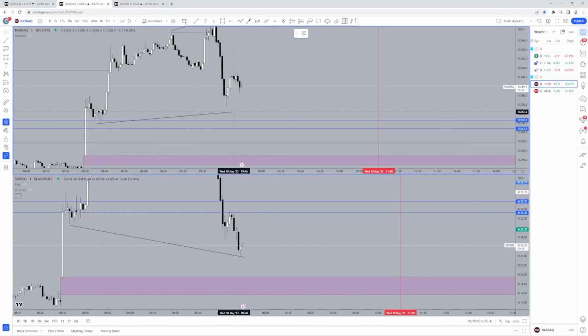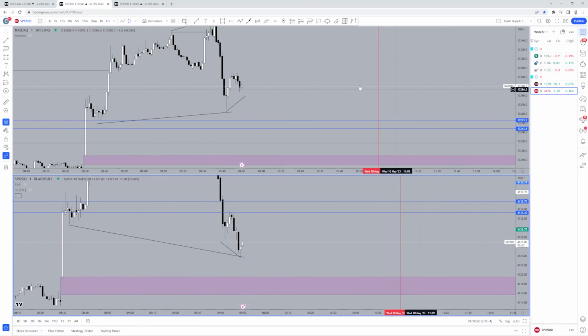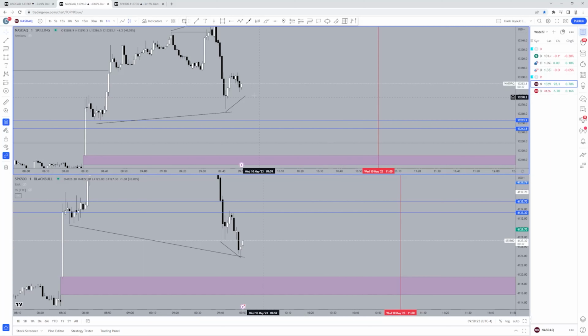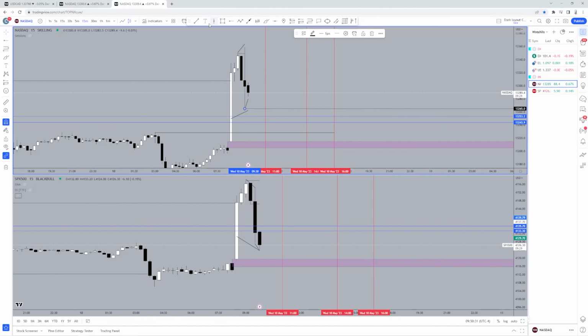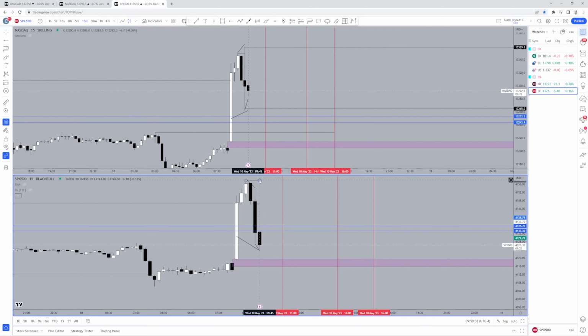We have multiple divergences here. Here we tapped onto this order block as well. We have this divergence as well. I still expect a deeper retracement though. I'm just noting down the lows and the highs in this occasion. That's all I'm doing here.